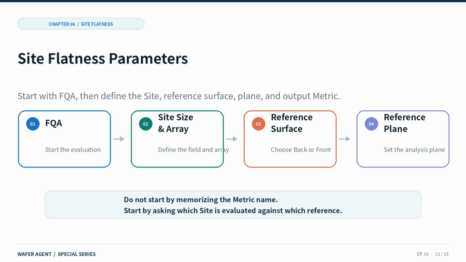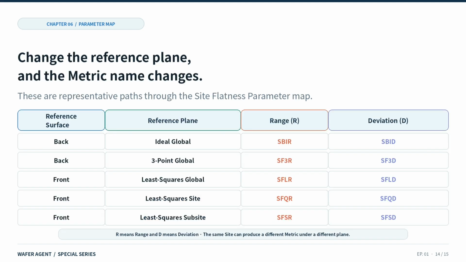Now, let us look at site flatness parameters. Start with FQA, the evaluation's starting point. Then define the site size and array. Next, choose the reference surface, back or front. Then set the reference plane used for analysis. Do not start by memorizing the metric name. Start by asking which site is being evaluated against which reference. The reference plane determines the metric name.